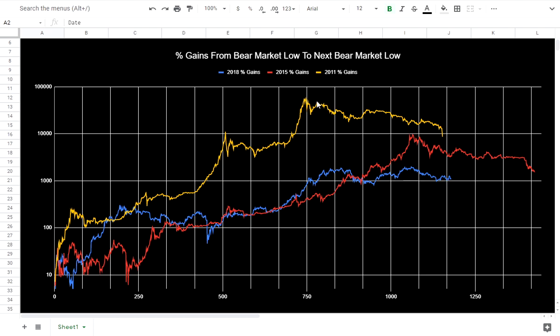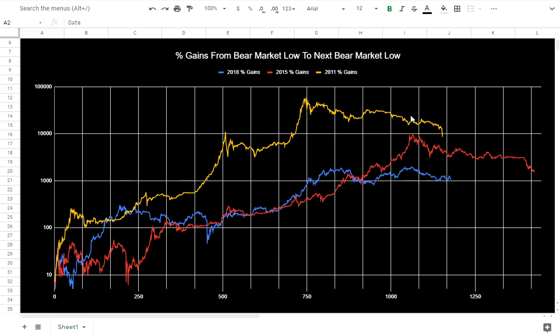Just looking at that first cycle here, obviously it did have bigger percentage gains. If you would have bought at the 2011 bear market low and sold at the 2015 bear market low, for example, that would still be an 8,600% profit, and that cycle did take 1,150 days. Looking at the next cycle in red, this is a 1,500% gain, and it took 1,430 days. And looking at our current cycle in blue, we are still currently up 1,070% from that bear market low, and it's currently taken 1,180 days.